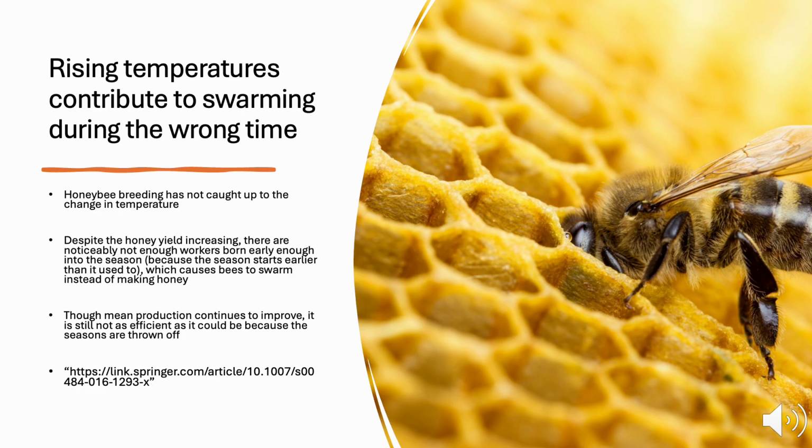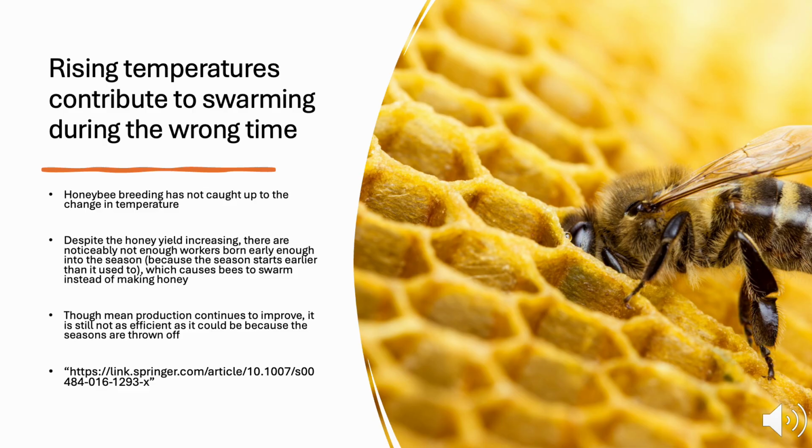Though an increase in honey yield initially sounds good, the effects of that are actually more damaging than one could expect. This same study found that higher temperatures contribute to mistimed swarming. Here's the issue. Climate warming has pushed the season earlier. However, bee breeding cycles have not shifted enough to match this earlier season. This means colonies sometimes enter warm conditions before enough workers are even available. When this happens, bees begin to swarm earlier than normal.